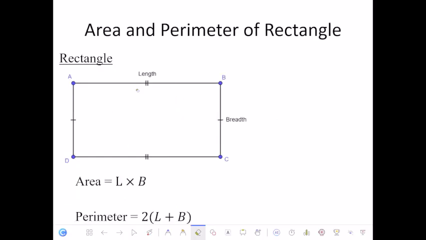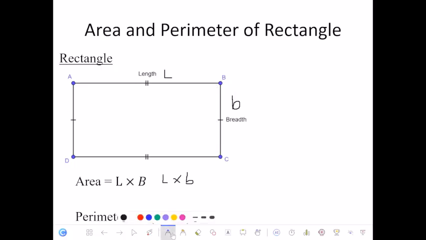Then if we look at rectangle, the area and perimeter of a rectangle is also easy. This is the formula for area of a rectangle, which is length and breadth. If this is L, most times we take the longer side as L, then the shorter side as the breadth, which I can call B. So the area will just be L times B. But perimeter will be the total sum of all the lengths of this rectangle.